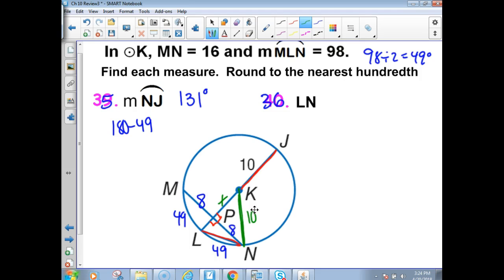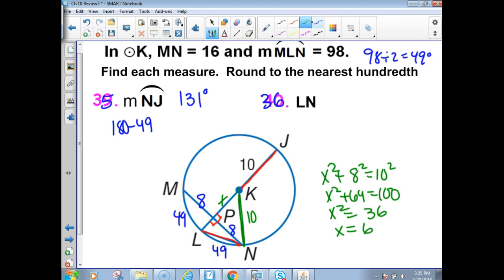Leg squared plus leg squared equals hypotenuse squared. X squared plus 8 squared equals 10 squared. I'm going to subtract 64 from 100, and I take the square root of 36 and get 6. Well, if that's 6, then how far is it from here to here, from P to L? This is a radius, which is 10. So if I do 10 minus 6, I get 4.